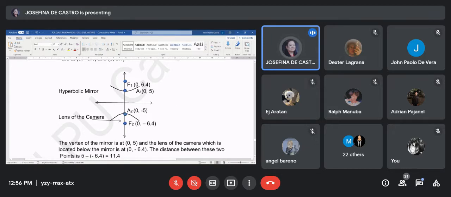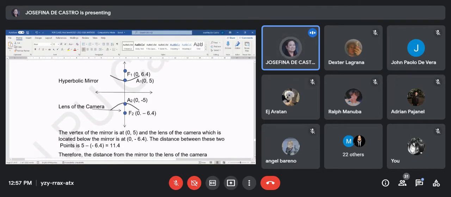And then ito naman din yon. So itong tinatanong. So ibig sabihin ang distansya nitong lens ng camera doon sa mirror, hyperbolic mirror. Ito yung lens ng camera papunta doon. So bali 10 ito at saka 6.4. So bali magiging 11.4.